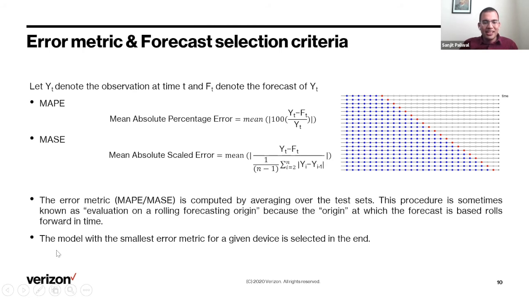In the end, the model with the smallest error metric, the average error metric across all these training sets for a given device, is selected. So we find the smallest error metric across the different methods, ARIMA, ETS, and Croston, and select the best one for forecasting.